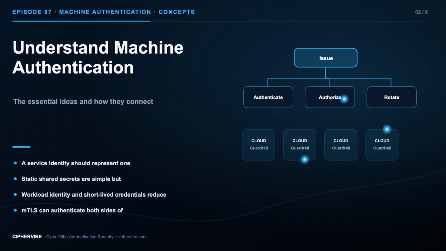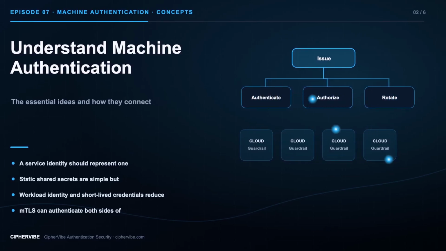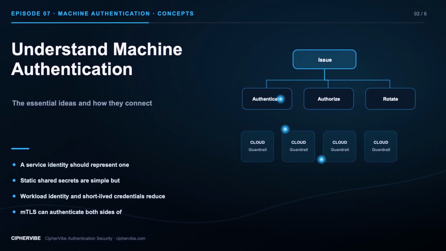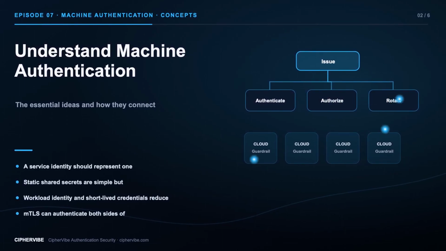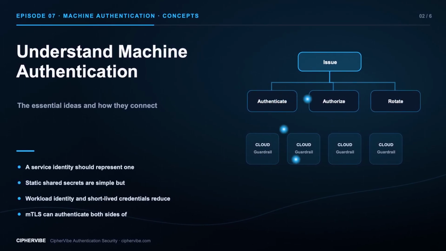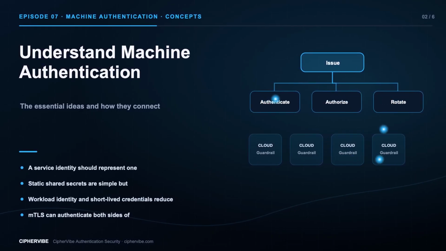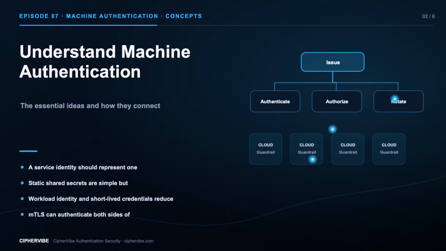Fourth, mTLS can authenticate both sides of a service connection when certificate issuance, rotation, trust stores, and revocation are managed correctly. Fifth, signed webhooks need timestamp checks, replay protection, secret rotation, and event-level verification. Sixth, CI/CD tokens are production credentials and should be governed with the same seriousness as application secrets.